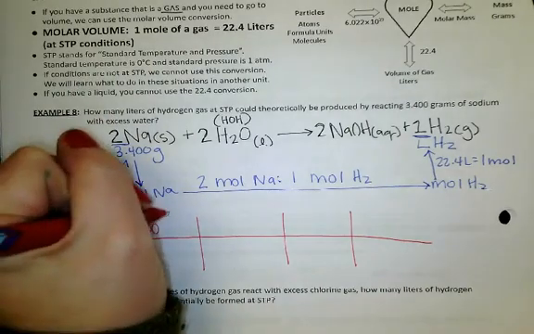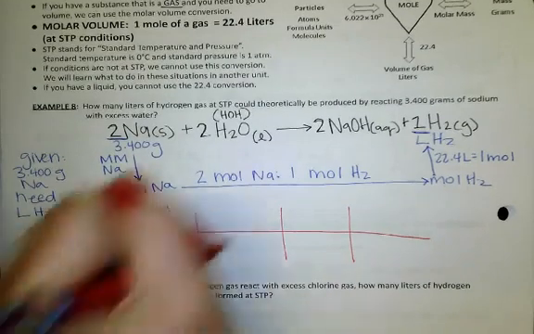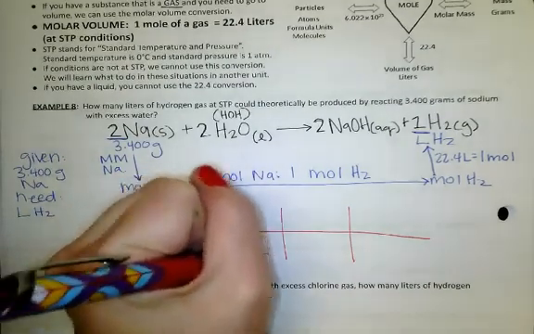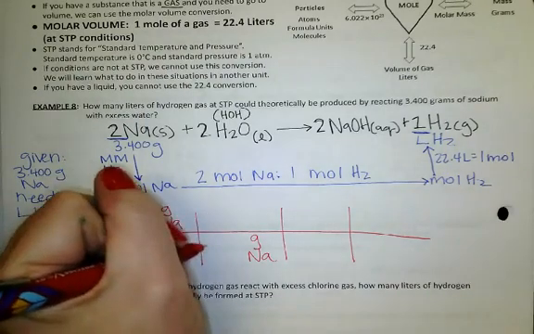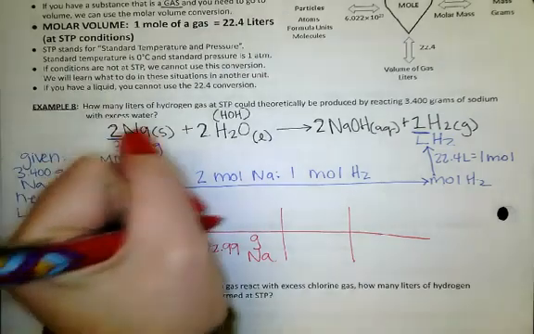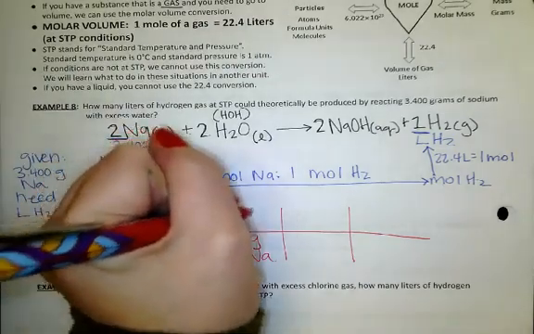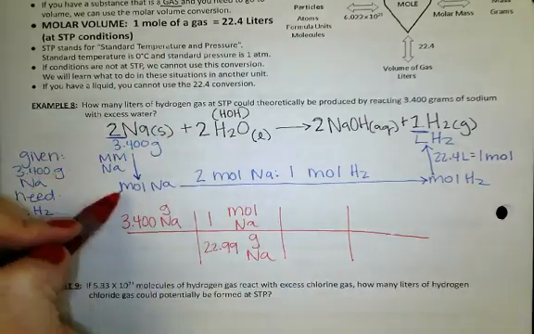3.400 grams of sodium. So since we have grams of sodium on top, we're going to have grams of sodium on the bottom. And we're going to use the molar mass of sodium. Now remember, molar mass comes from your periodic table. So sodium's molar mass is 22.99 grams of sodium on the bottom, 1 mole of sodium is going to go on top. So we went from grams of sodium to moles of sodium.